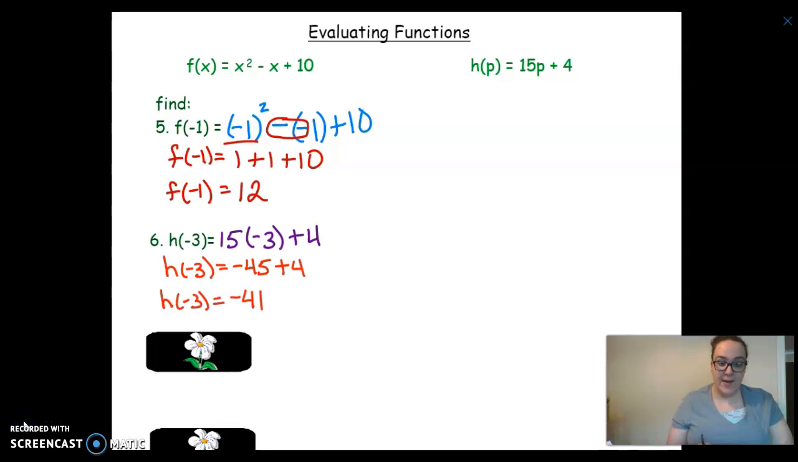There is what you should have for h of negative 3. So double check yourself. Pay attention to signs especially. That's what gets people the most on these type of questions.